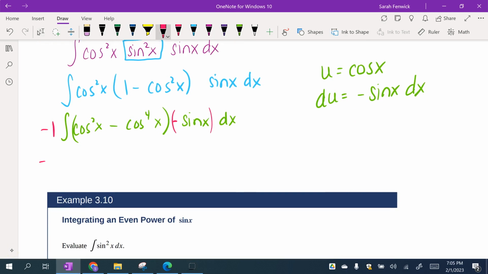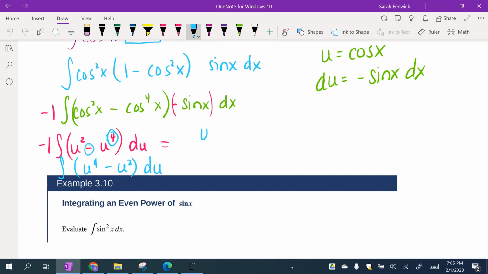So we have negative 1 integral of u squared minus u to the fourth du equals. Now I want to point out, we don't like our higher power in the back, but the sign is a minus. So if we distributed the minus in there, the negative 1, we could write this as integral of u to the fourth minus u squared du. We're going to end up in the same place either way.